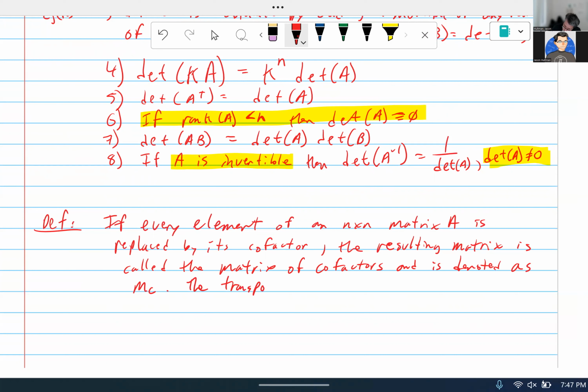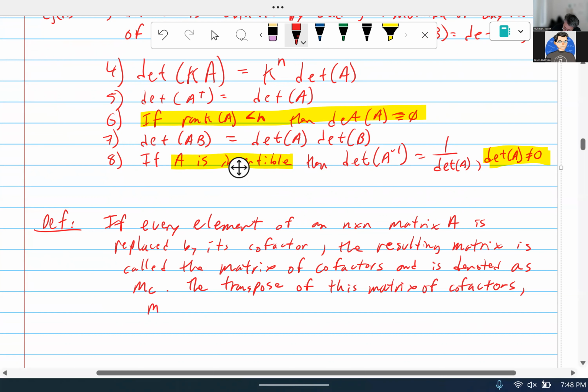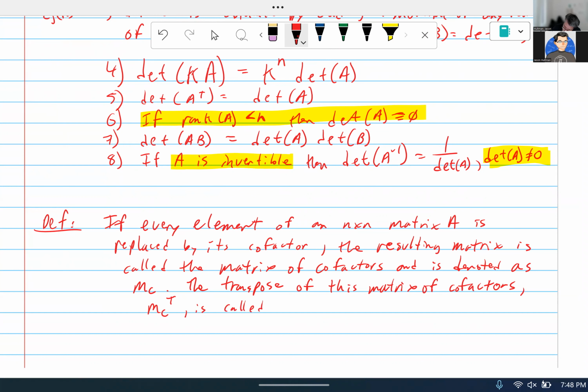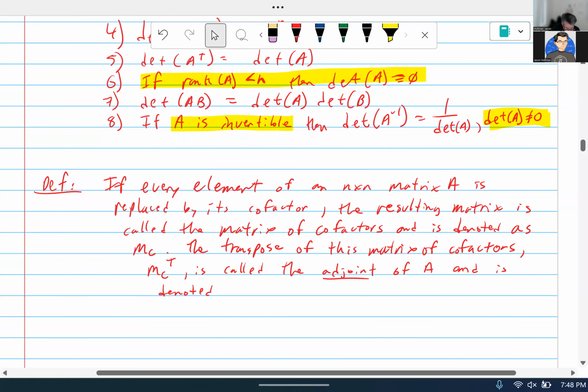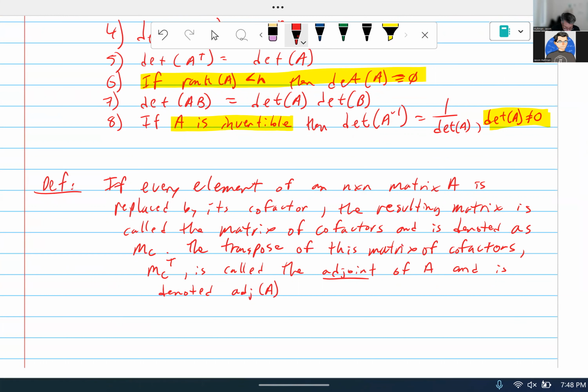The transpose of this matrix of cofactors, M_C^T, is called the adjoint of A, and is denoted adj A, adjoint of A. Okay, so let's try one of these.